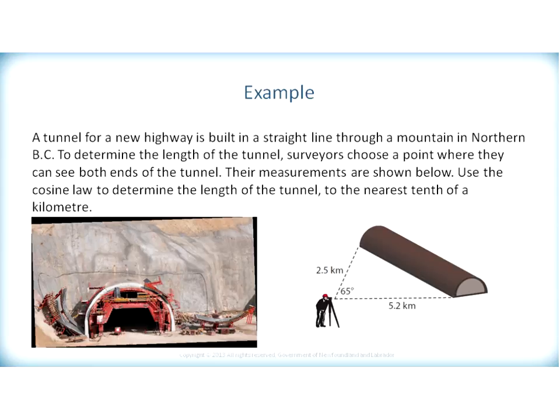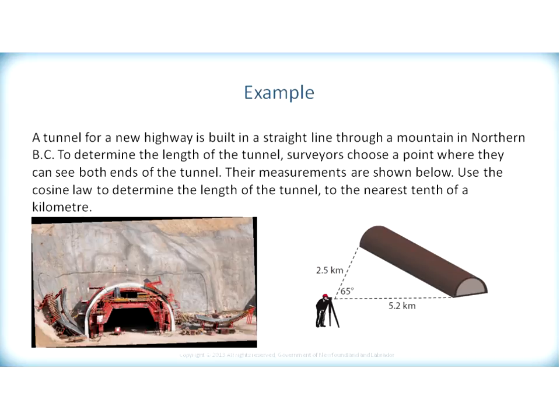Okay, so we're going to use that now to make an example. A tunnel for a new highway is built in a straight line through a mountain in northern BC. To determine the length of the tunnel, surveyors choose a point where they can see both ends of the tunnel. Their measurements are shown below. Use the cosine law to determine the length of the tunnel to the nearest tenth of a kilometer.